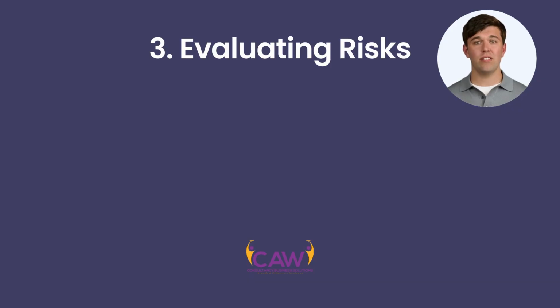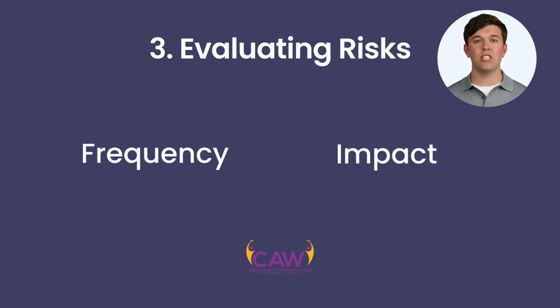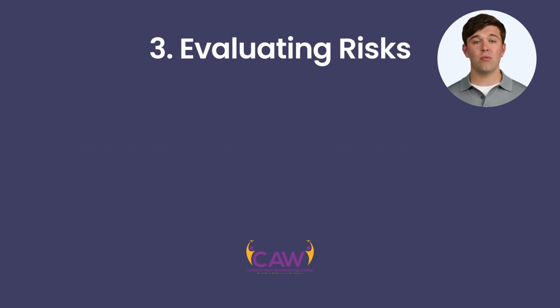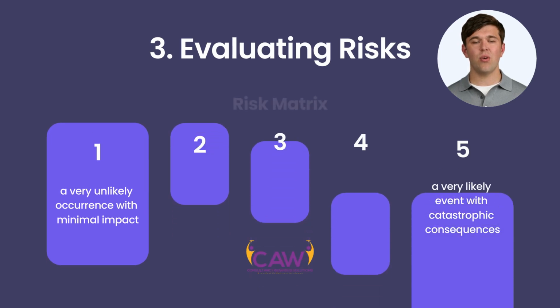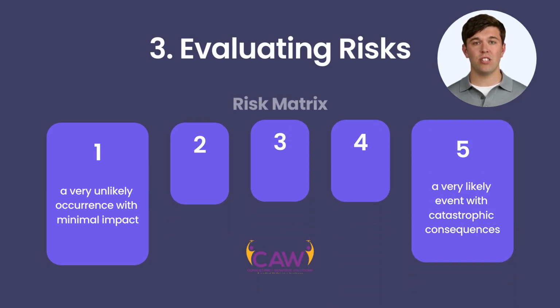Once hazards have been identified, the subsequent task is to evaluate the associated risks. This evaluation requires consideration of two key aspects: the likelihood of an incident occurring, frequency, and the potential severity of the outcome should an incident occur, impact. A widely used method for assessing risks is the risk matrix, which categorizes risks based on their likelihood and severity. Each risk can be assigned a rating on a scale, for example, 1 to 5, where 1 signifies a very unlikely occurrence with minimal impact, and 5 indicates a very likely event with catastrophic consequences.